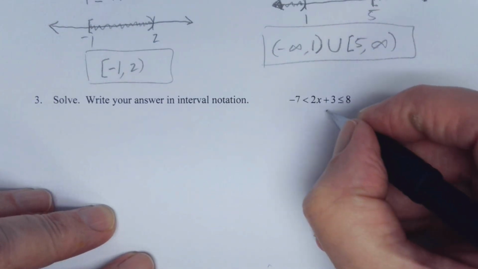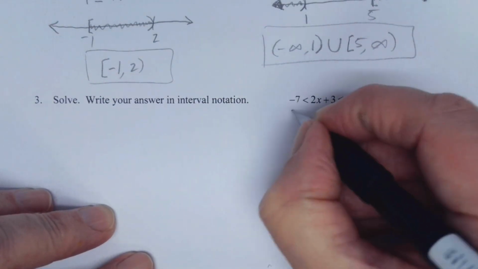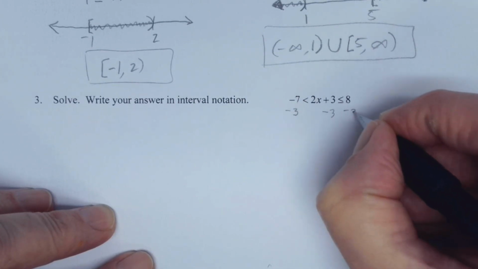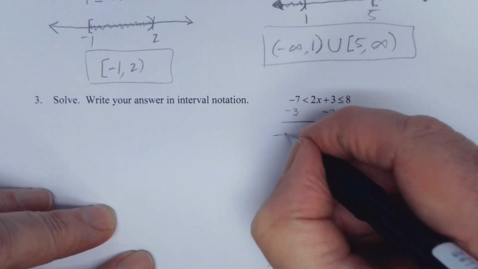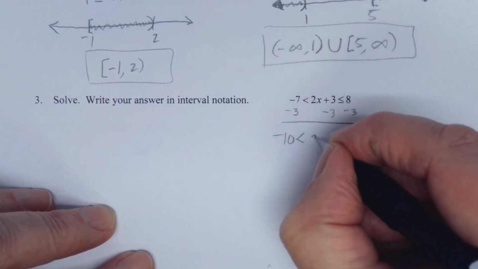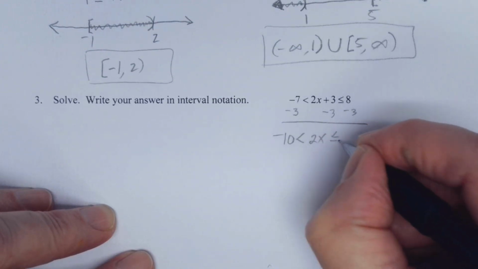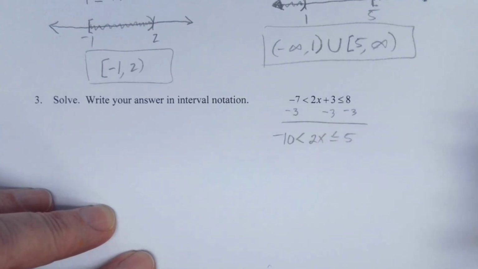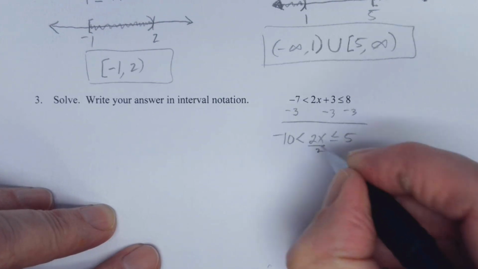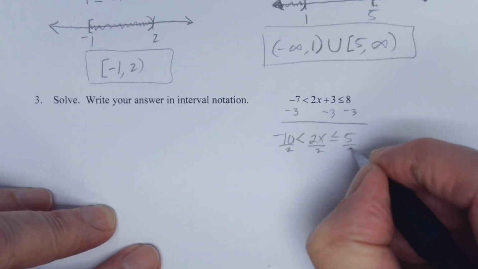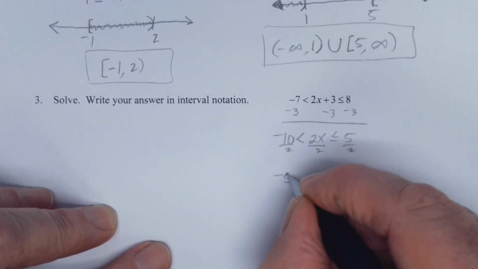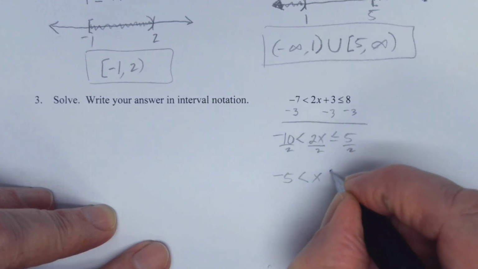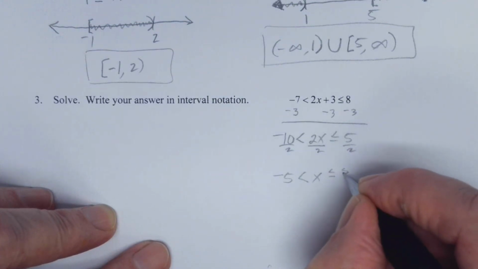So I need to get rid of the 3 first. I'll subtract 3 from all 3 parts. I get negative 10 is less than 2x is less than or equal to 5. We'll divide each part by 2. We get negative 5 is less than x is less than or equal to 5 over 2.